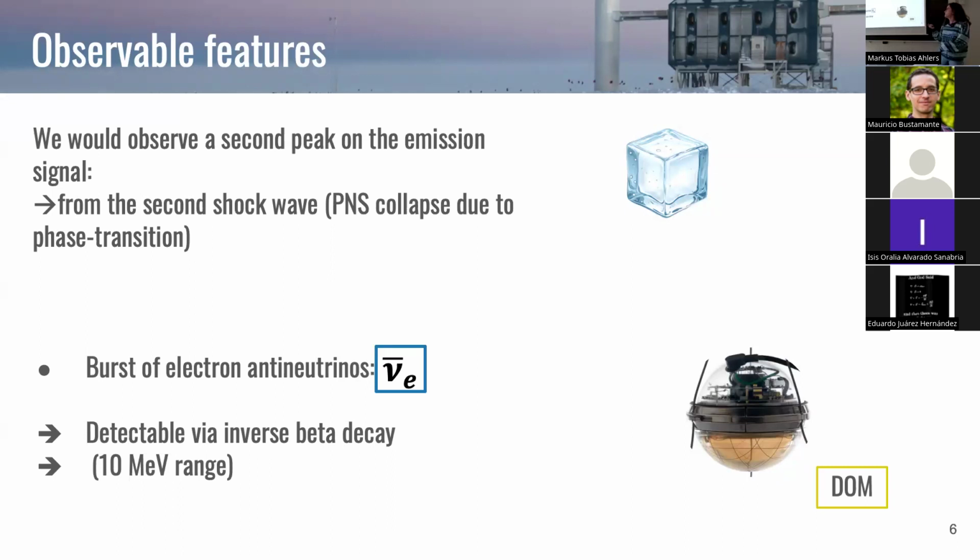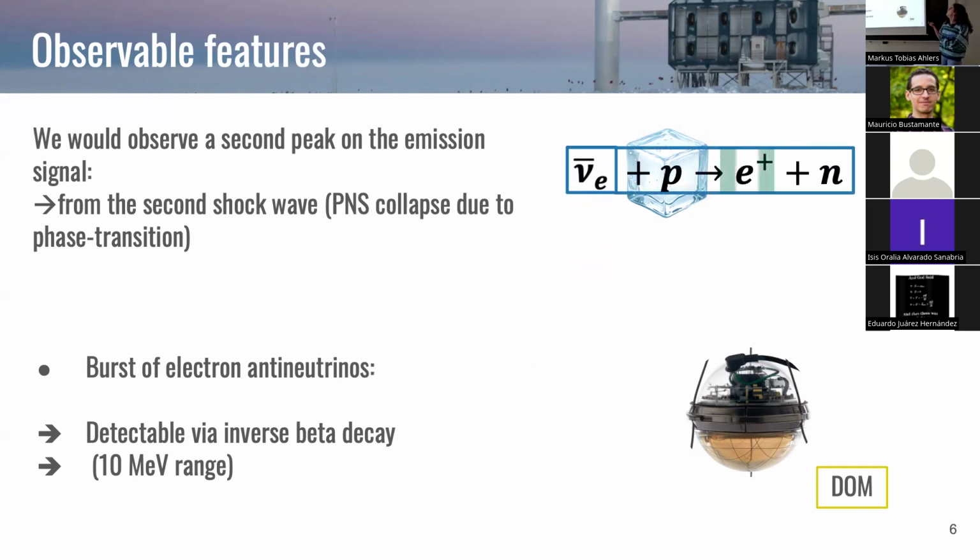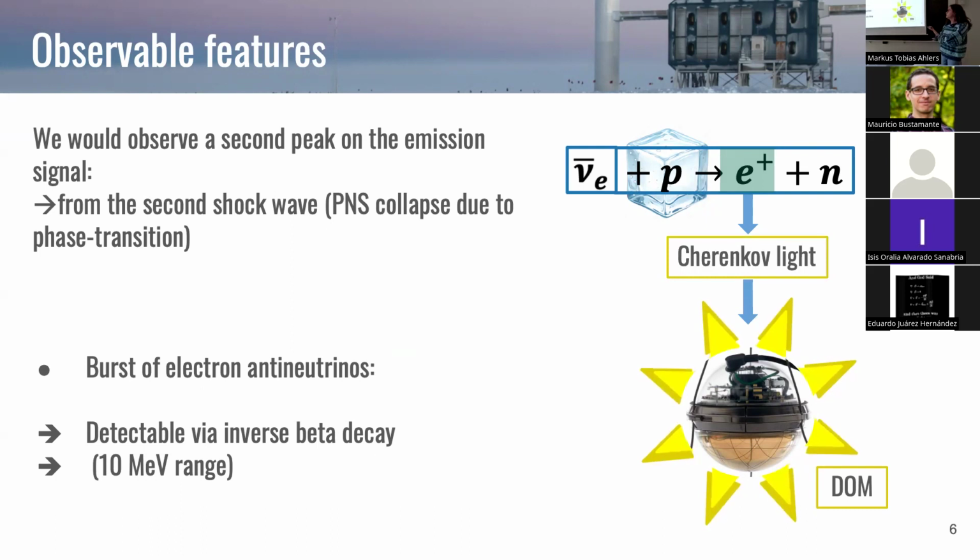This secondary burst of electron antineutrinos can be detectable via inverse beta decay, one of the best channels that IceCube has, because we will see the electron antineutrino interacting with a proton in the ice to give a positron and a neutron. This positron is going to travel faster than the speed of light in the medium, so in the ice, producing what we call Cherenkov light that is going to get to the optical modules and light them up. I'm also going to check IceCube Gen 2, which is basically IceCube but bigger and with better optical modules. I'm not going to go into details about it, but yeah.